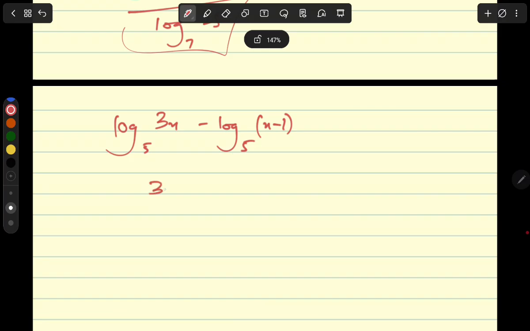So this is nothing but 3x divided by x minus 1 as the argument for the logarithm, which has a base of 5. Okay. Now, can we cancel the x's? Of course not. They're not factors. They're different algebraic expressions. So this right here is the final, most simplified answer.